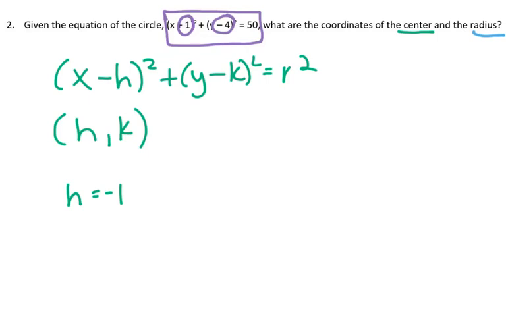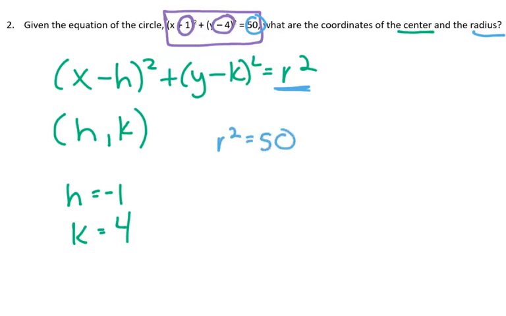My k value here is a -4, so it says y minus 4. So my k value is going to be a positive 4, because if I plug a positive 4 into my equation, it looks like it's negative, but it's just the way the equation's written. For this last part here, I want to find my radius value. So for my radius value, I'm going to get that from here. So here it says r squared, in this case, is equal to 50.